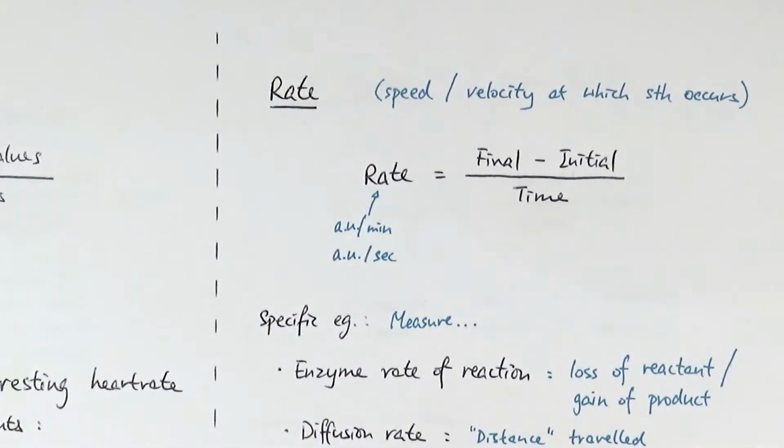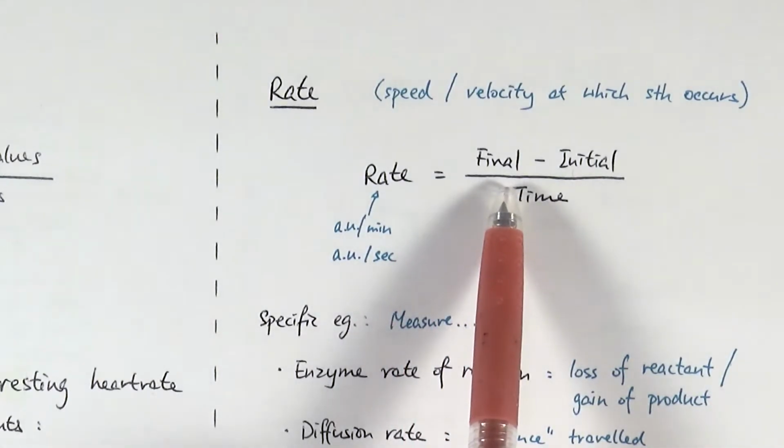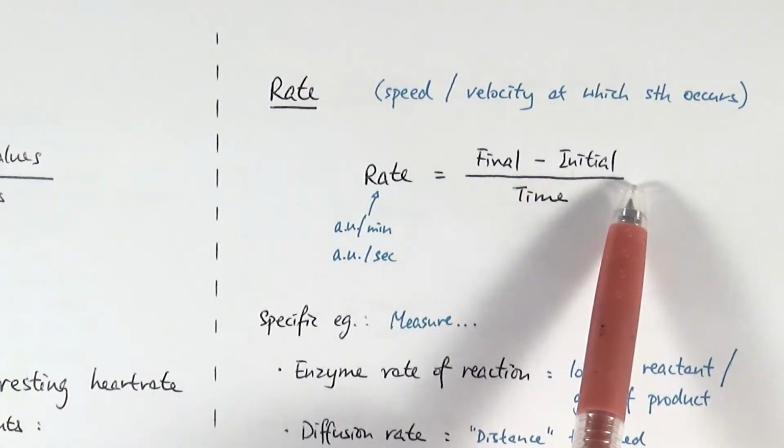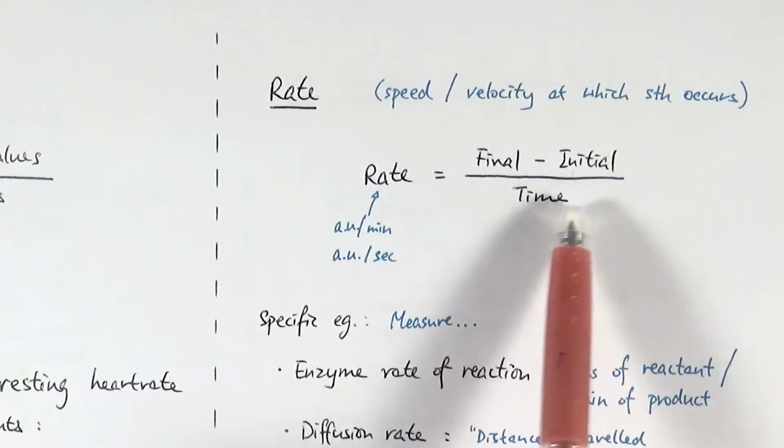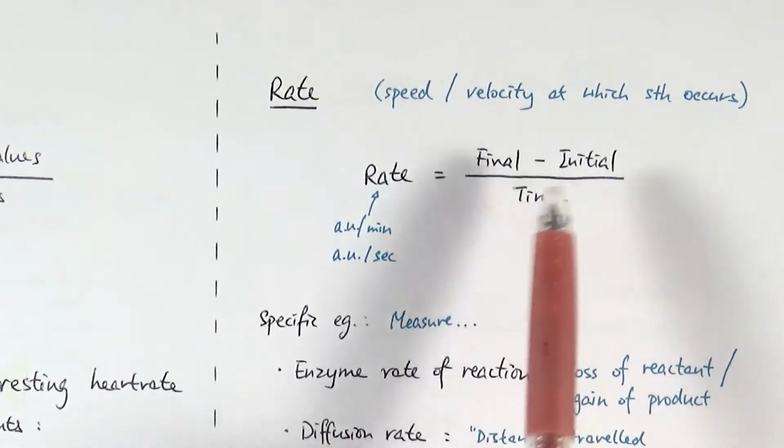So here we've got rate. This is a very commonly asked calculation question. Rate simply means the speed or the velocity at which something occurs. So it could be a reaction, which is most often the case. So the rate is the change, which is calculated by the final value minus the initial value divided by the time that's taken for that change to occur.